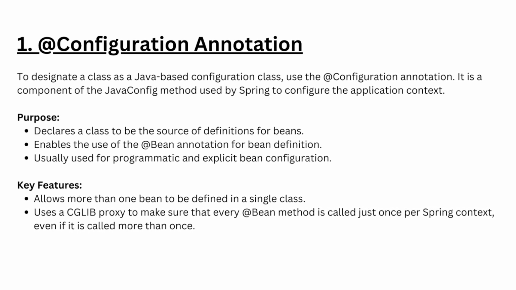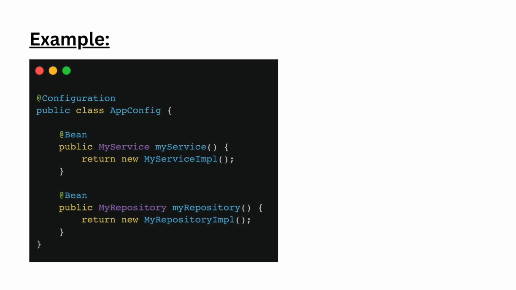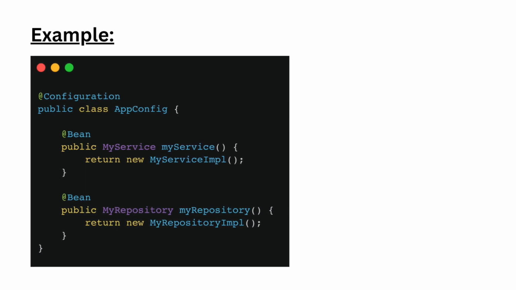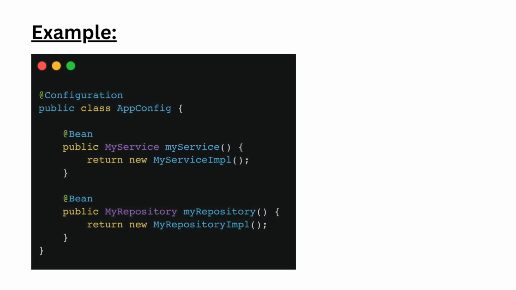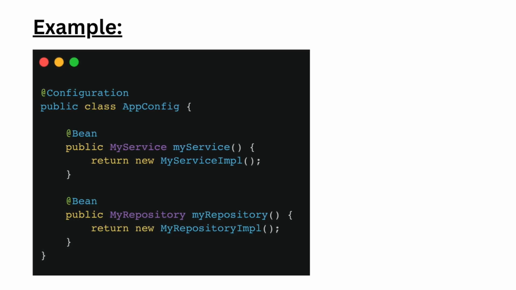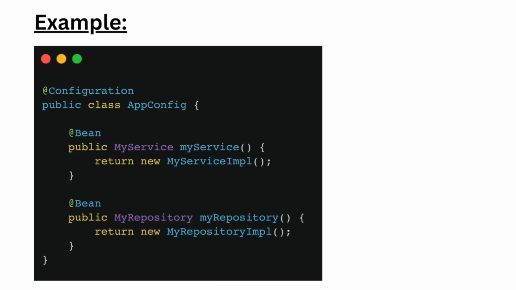So where to use it? Use it for explicit and programmatic configuration of beans. Now what are some advantages? So it provides explicit and centralized control over bean configuration, and it supports integration with external property files, conditional bean creation, and programmatic logic for bean definition.